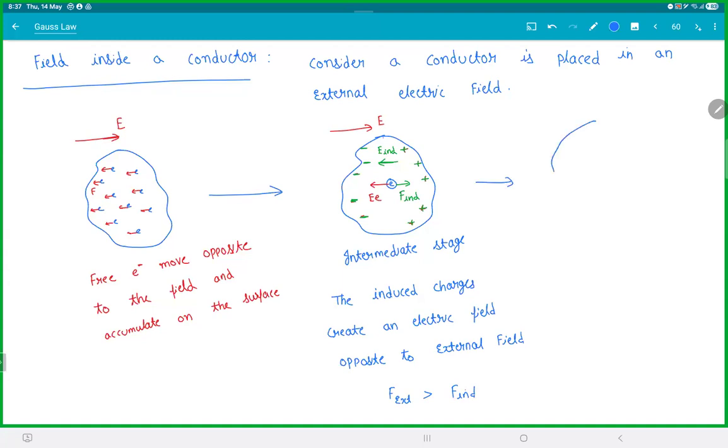At some point, you will reach a steady state. At this point, you have accumulated so many electrons, this becomes negative, this becomes positive, and they generate a counter field E. Remember, the external field is still there, and these two become equal. Now if you look at an electron here, this electron is pulled by equal forces from both sides. This will become F external, and this becomes F induced.